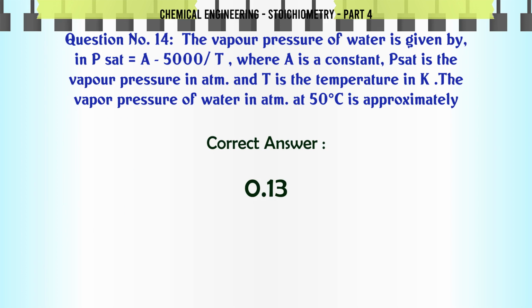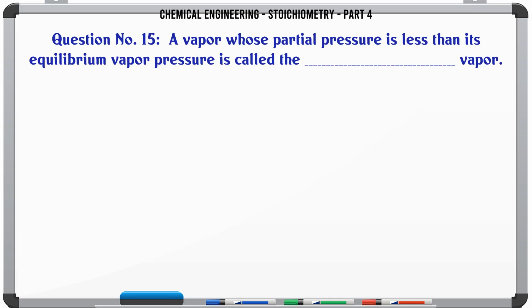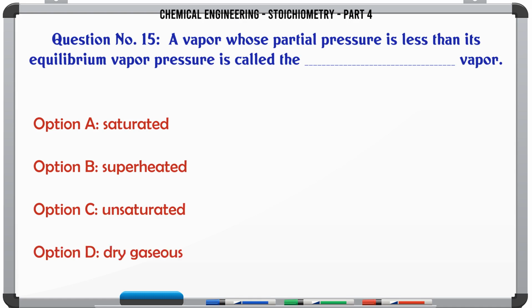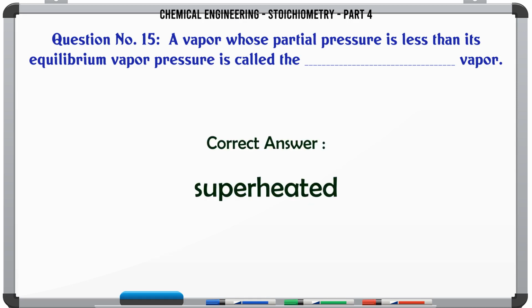A vapour whose partial pressure is less than its equilibrium vapour pressure is called the vapour. A: saturated, B: superheated, C: unsaturated, D: dry gaseous. The correct answer is superheated.